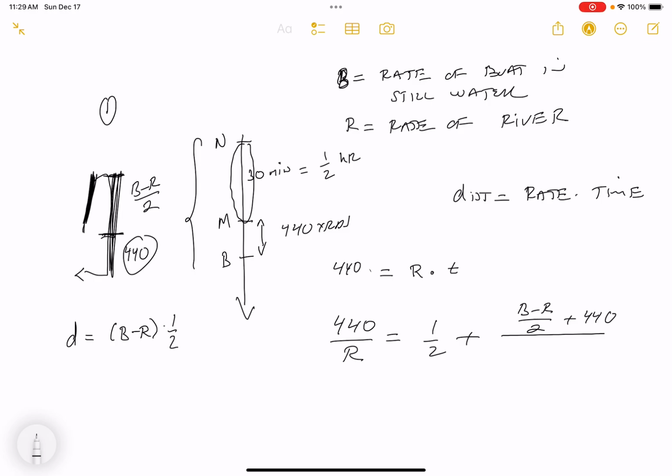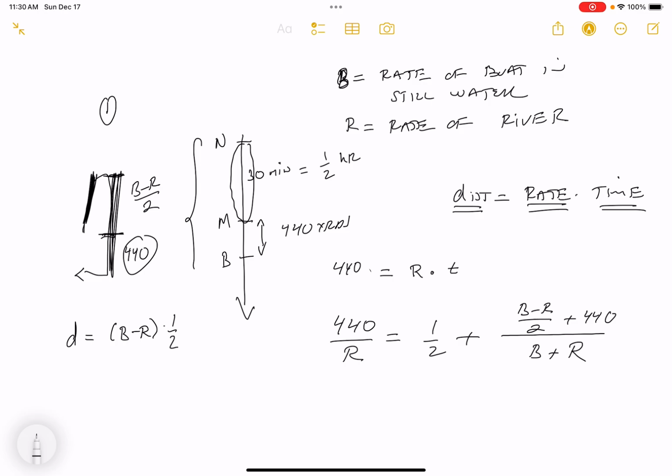And I'm looking at that, and he's going downstream. This is going to be the rate downstream. So I'm looking at distance. I want to get time, so I'm going to divide by rate. Well, if he's going downstream, its rate's going to be B plus R. I got an equation now. It looks crazy, doesn't it?